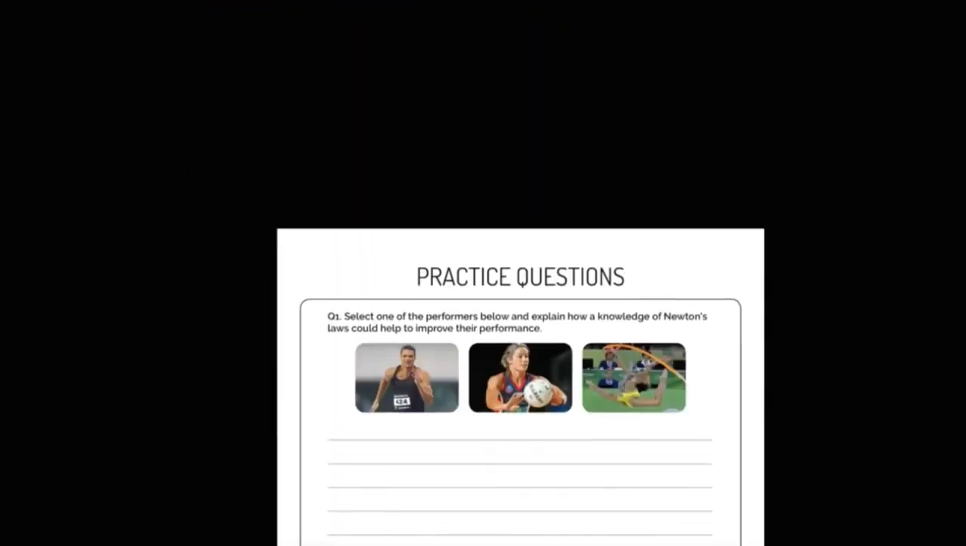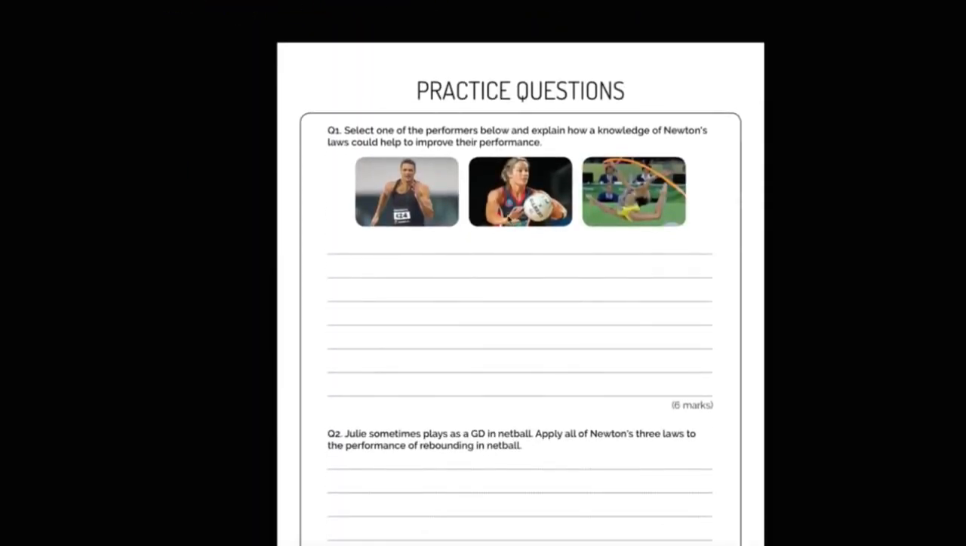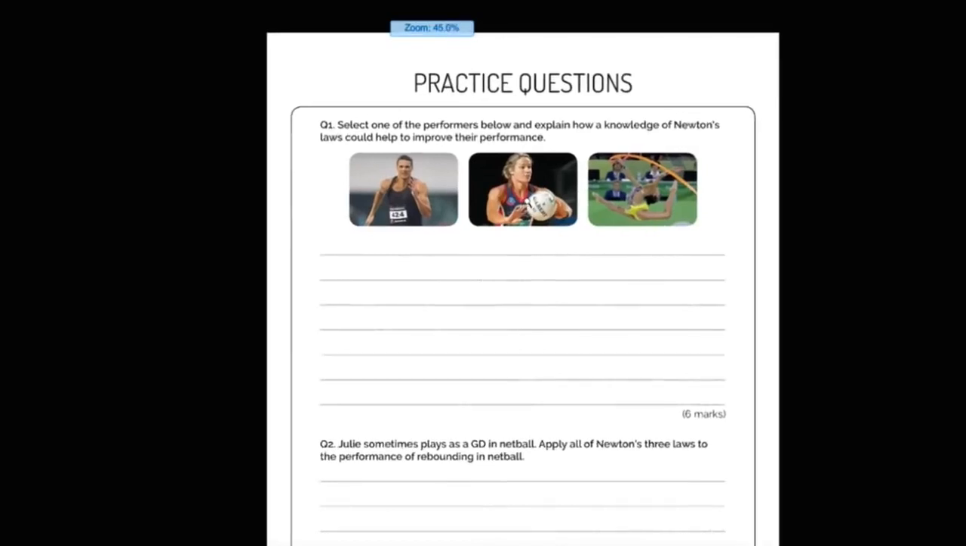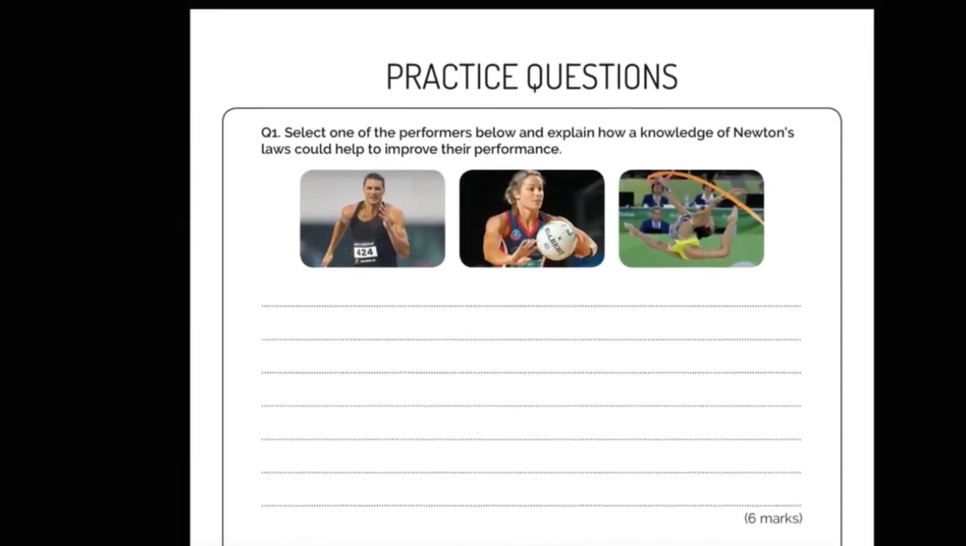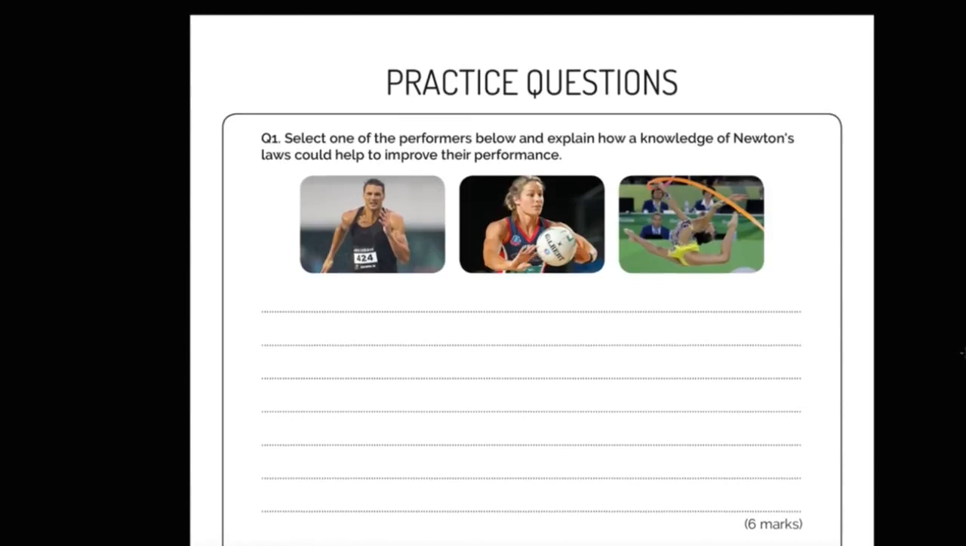So let's do some application of this. Let's have a look at a question all the way down here. Let me make that slightly bigger. Select one of the performers below and explain how a knowledge of Newton's laws could help to improve their performance. So we're in the business of explaining how, so we're going to be using language like by, through, this means. I could use a because in there because I'm explaining how.